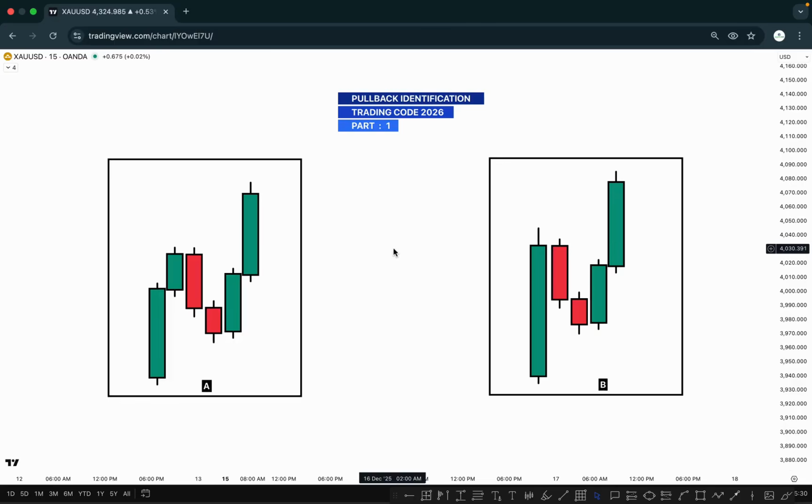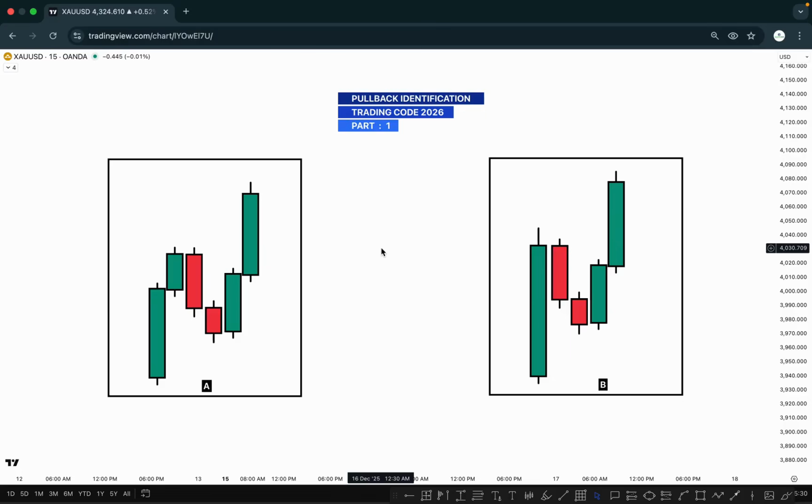You can see here on the screen we have two diagrams, diagram A and diagram B. Both look like a pullback and both show bullish market momentum. In the first one, we can see the market pushes higher, takes multiple bearish candlestick formations, and again pushes higher. So what is this and how can we identify it? Is this a valid pullback or not? Look at this one. This one is our valid pullback.